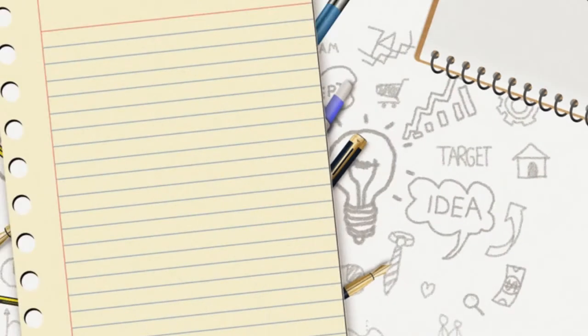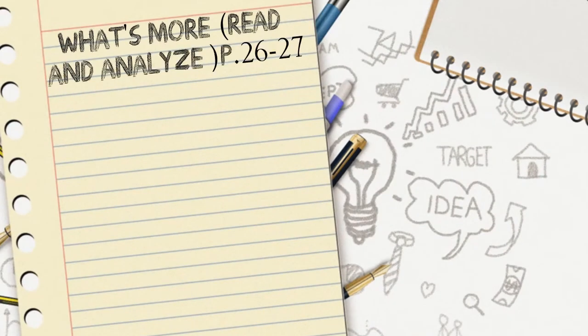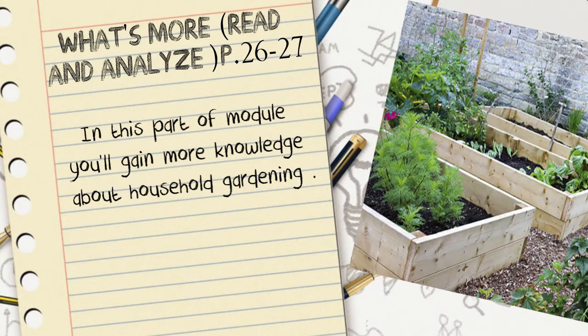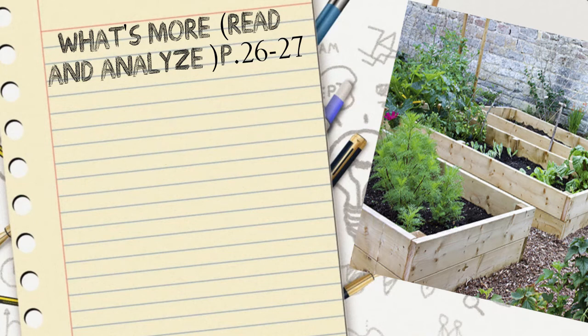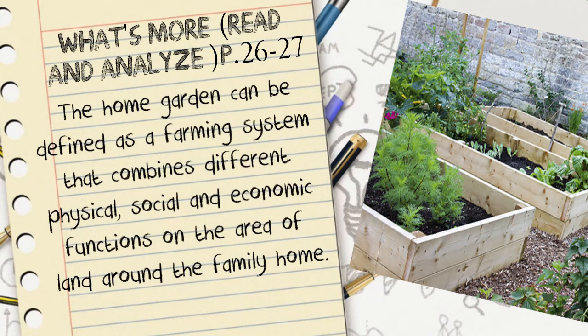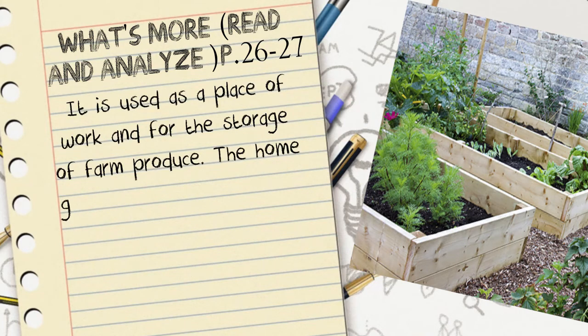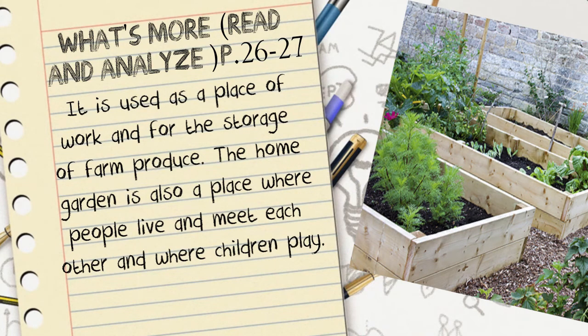What's More, read and analyze pages 26 to 27. In this part of the module, you will gain more knowledge about household gardening. Home gardening can be defined as a farming system that combines different physical, social, and economic functions on the area of land around the family home. It is used as a place for work and for the storage of farm produce. Home gardening is also a place where people live and meet each other and where children play.